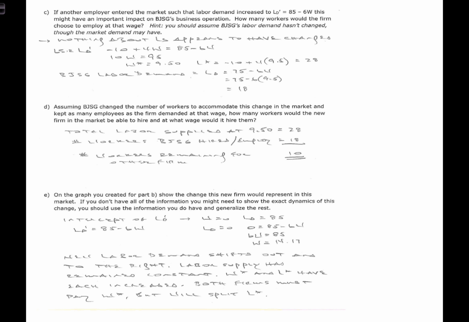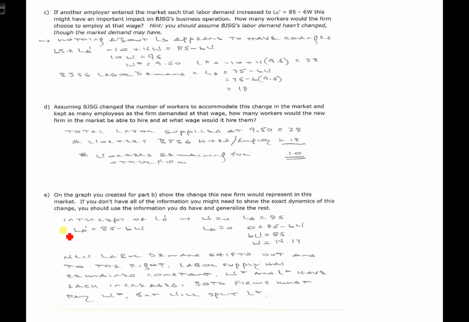So in Part E, I ask you to go ahead and identify the new labor demand relation on the original graph in Part B. So I've gone ahead and put this here, and as I set the intercepts for the new labor demand, I find that we're going to intercept the W-axis at 14.17 and the L-axis, or the X-axis, at 85. I did that here in this equation by, once again, taking each one of the variables for the labor demand, setting it equal to 0, and it gives me the intercepts.